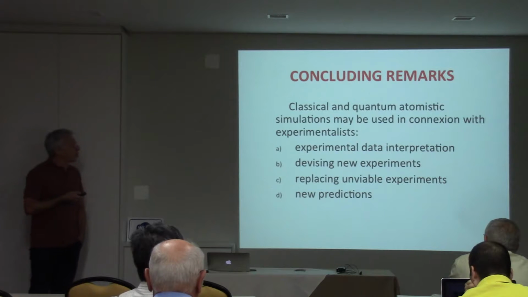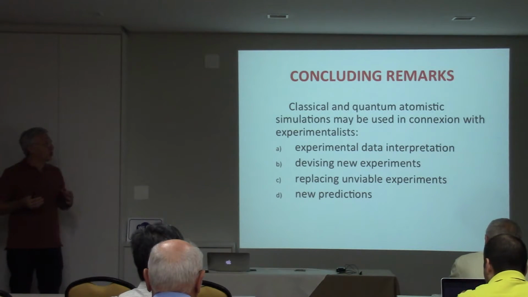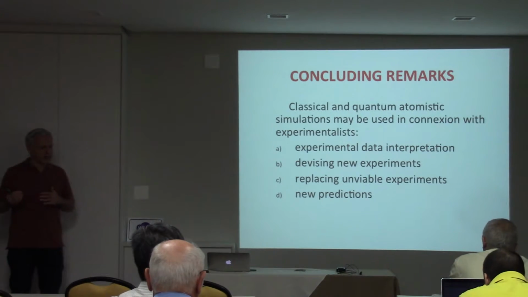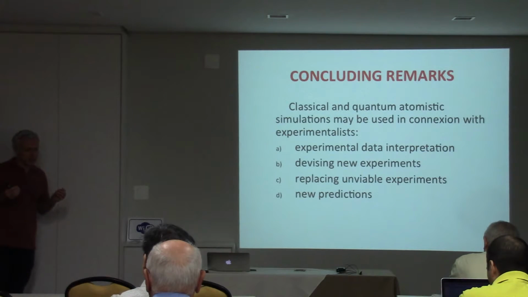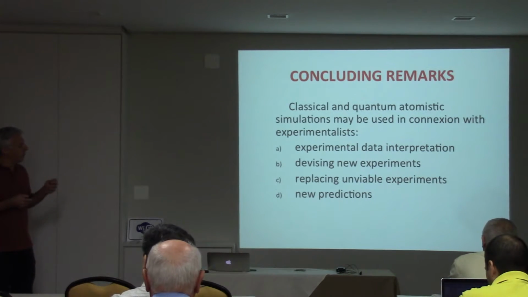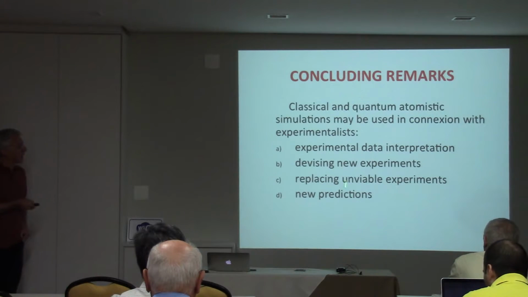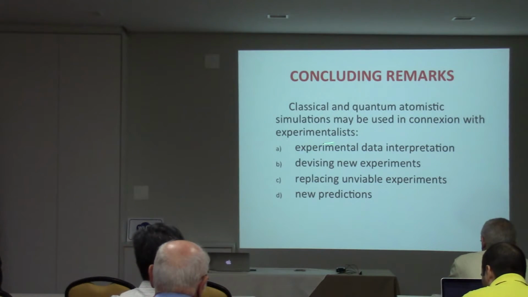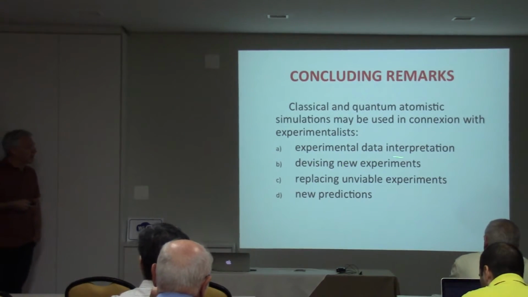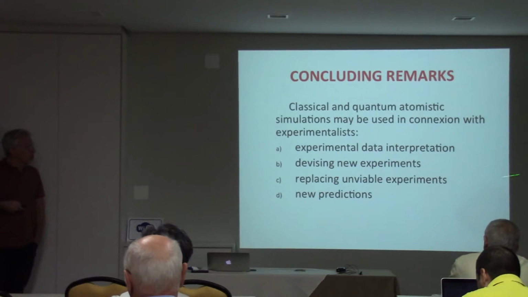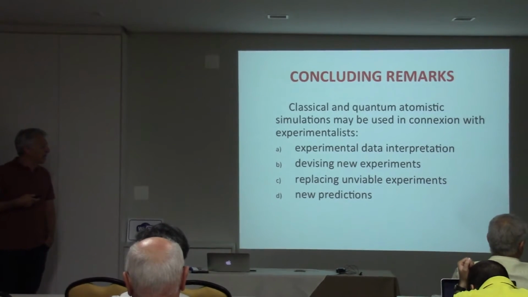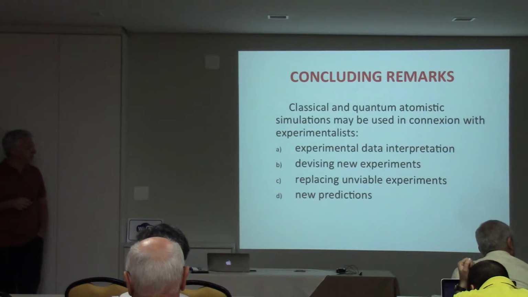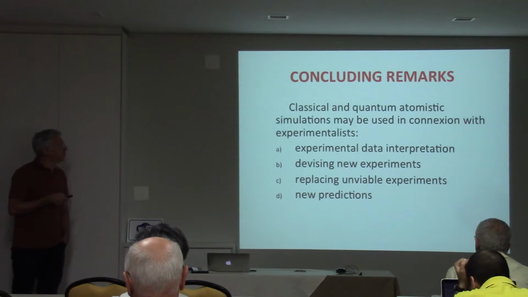Some concluding remarks are how classical and quantum approaches can help experimentalists to have a more atomistic level understanding of some experimental results, devising new experiments, replacing unavailable experiments, and finally to get new predictions.